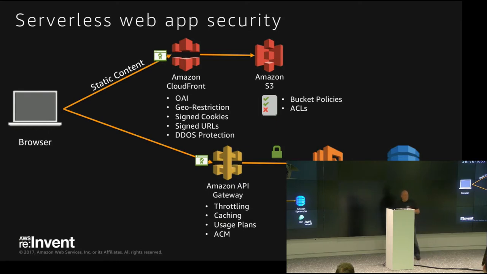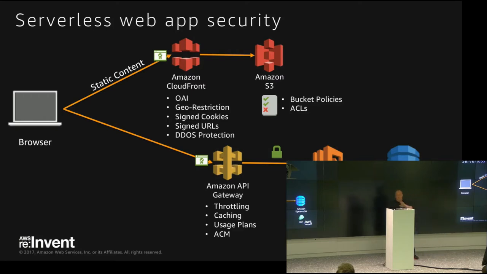If you use CloudFront, you can actually provide content that is not public at all through the origin access identity. So you just set up bucket policies that allow this specific CloudFront distribution to access this specific bucket or part of the bucket, and so on.